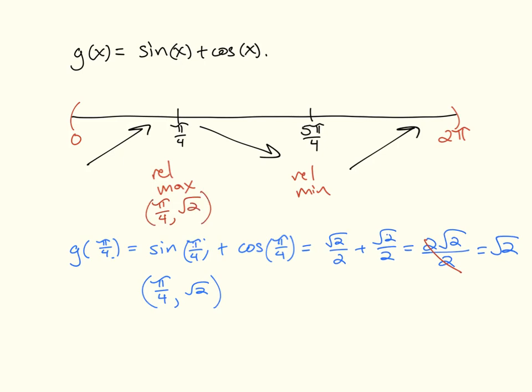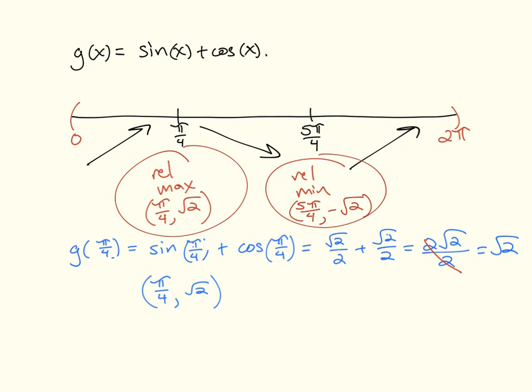And again, if you do some similar work like this in the original function for 5 pi over 4, you will see that the relative minimum happens at 5 pi over 4 comma negative square root of 2. So here are the relative extrema for this function.